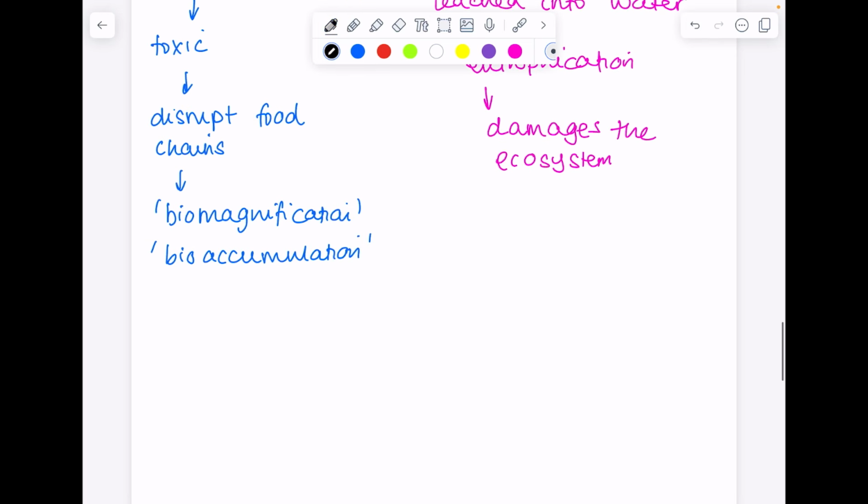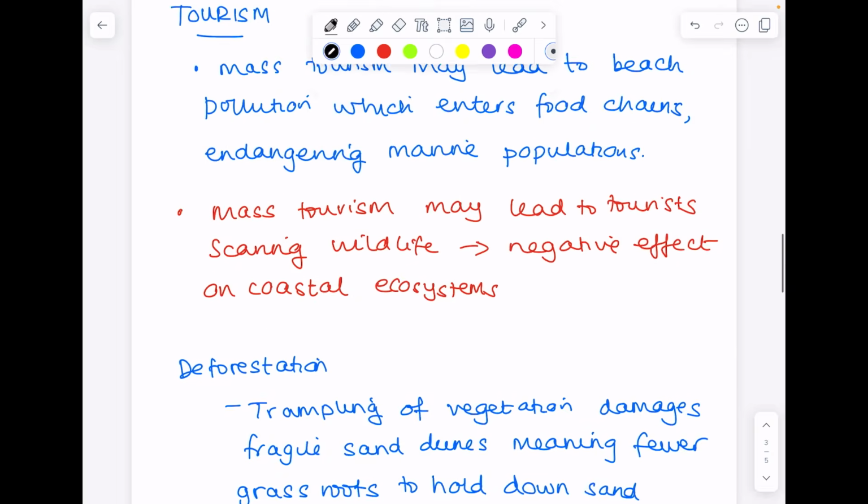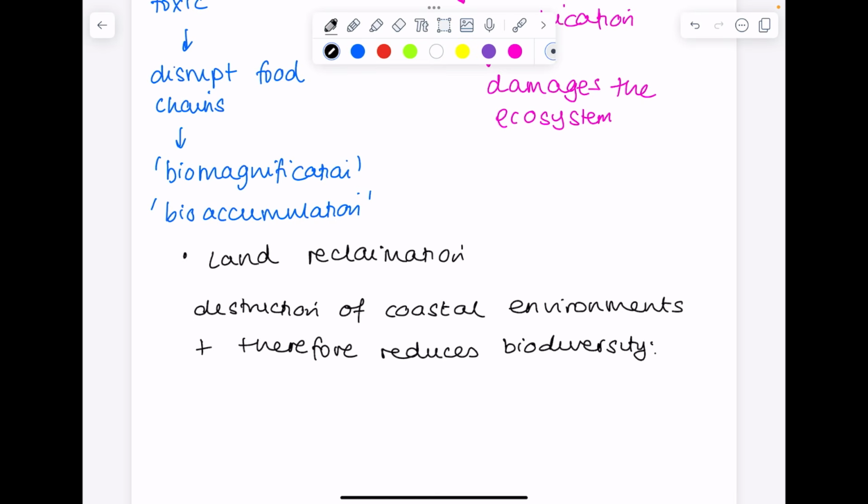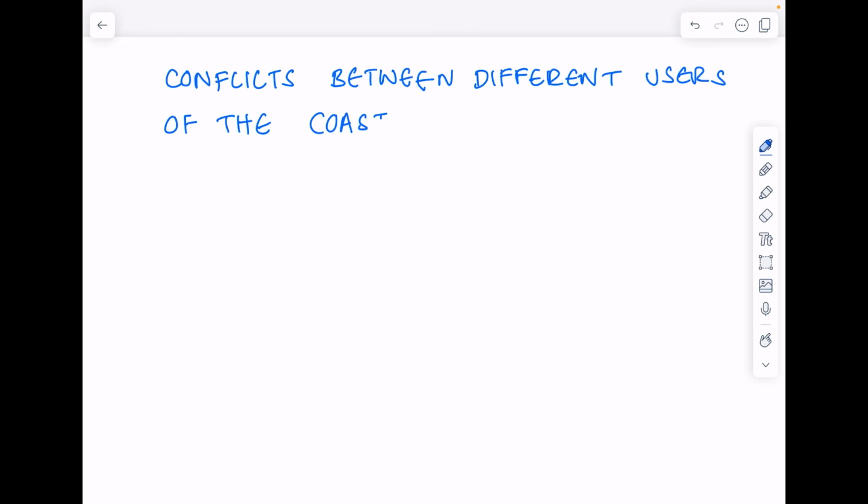Remember, with agriculture, you'll often find land reclamation just to provide more land for farming. So we can steal this answer here. Land reclamation for farming use leads to the destruction of coastal environments and therefore reduces biodiversity. So broadly speaking, this upload is about conflicts between different users of the coastal ecosystems.